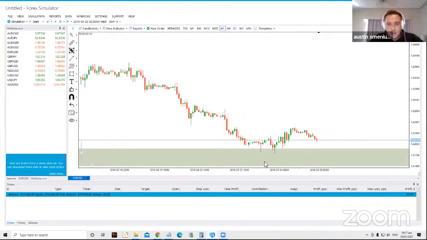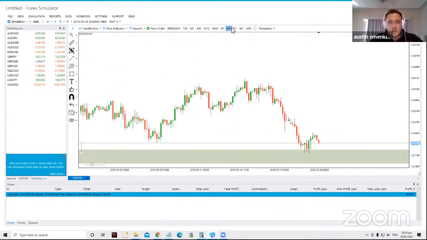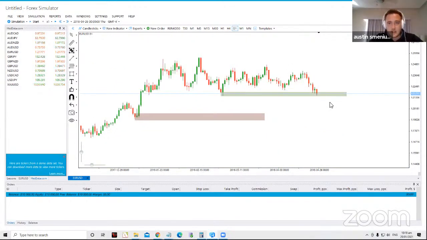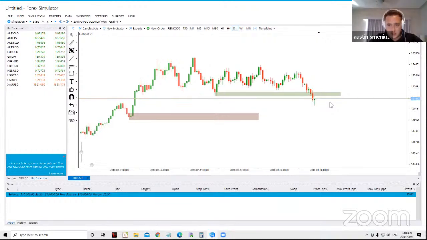So I'm waiting for price to go into these higher time frame demand zones, and then I wait for these pullbacks to happen on the smaller time frame. But let's go back to the daily. Let's just scroll through this.